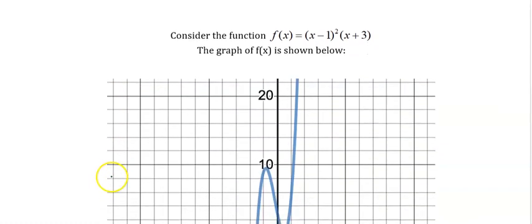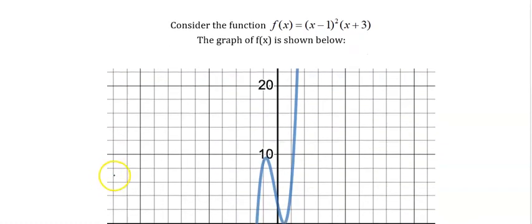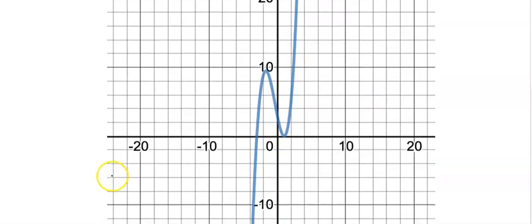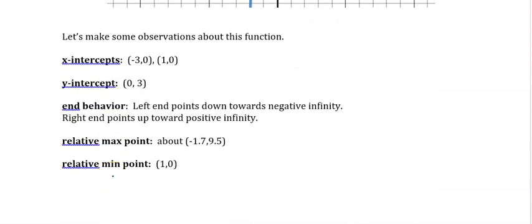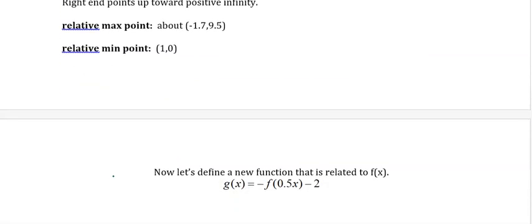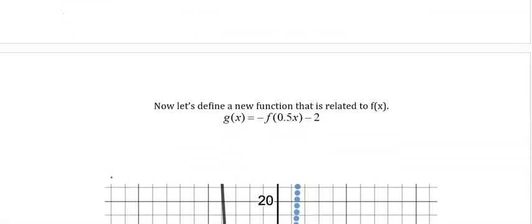And we looked at this function a lot. We used this x minus 1 squared times x plus 3, and here is its graph. Should be familiar by now. And here are some of the important points. So what if that is our function and we do this to it?